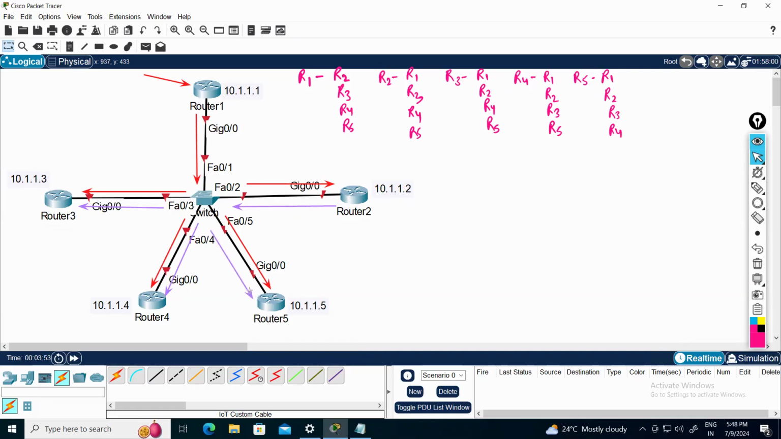Correct? Because there is a rule called split horizon. The information from where it came, we don't send it back there. Otherwise, it will create loops. Because I will send it back to him, he will send it back to me. Again, I will send it back to him, he will send it back to me. So to avoid this loop, we have split horizon, that I will not send the information back to the source.